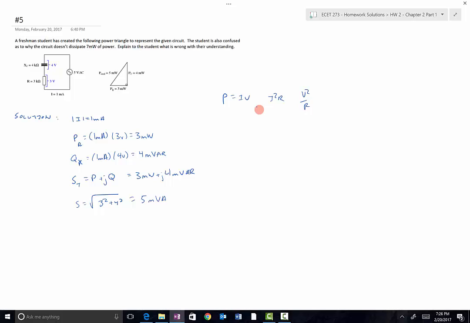Those are the 3 kind of classic power formulas that apply to both Q and P if you use the values that are associated with the single elements there. So I encourage you to practice that.